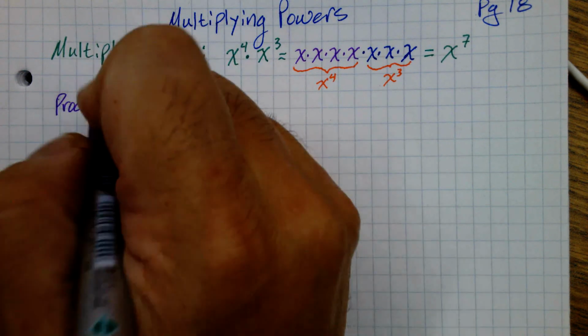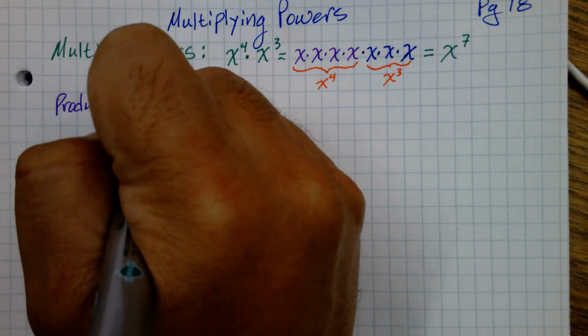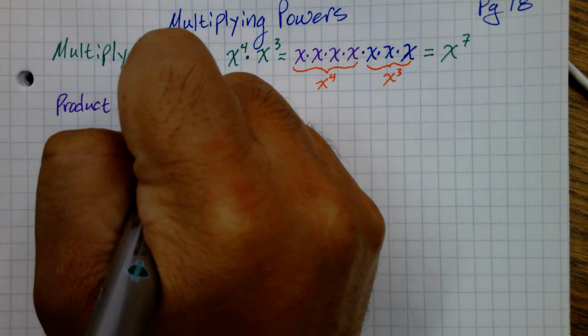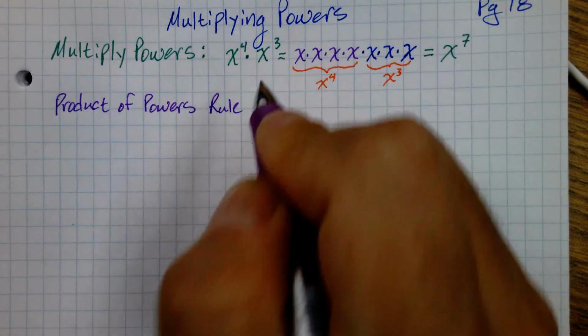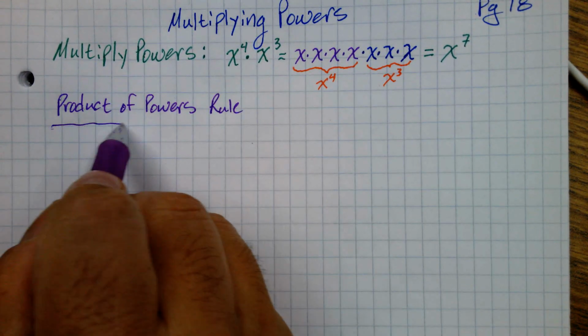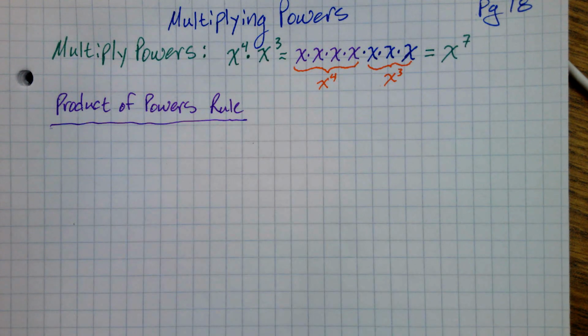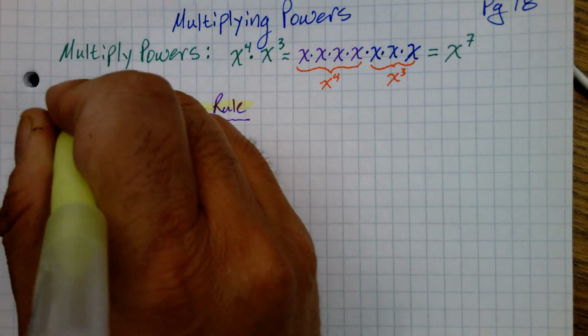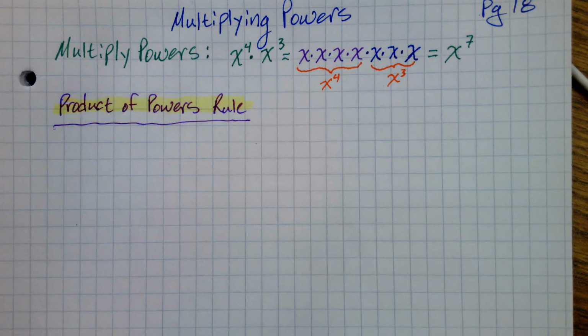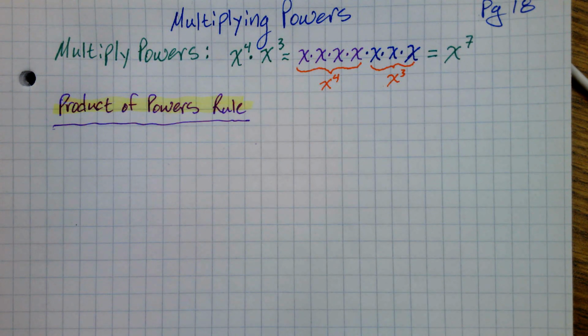Okay, product of powers rule. And we're going to have one for division and also one for when we divide a power by a power. But this is a big one. And we're going to write it in words, then with numbers, and then with a symbol.